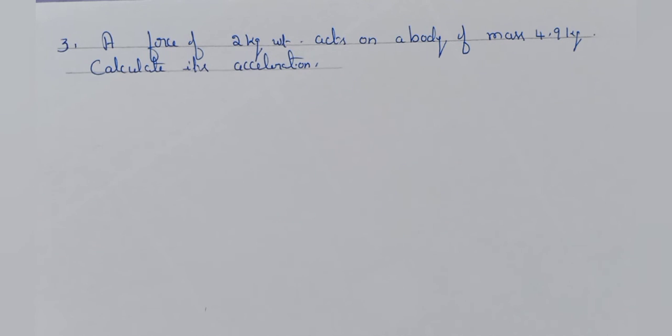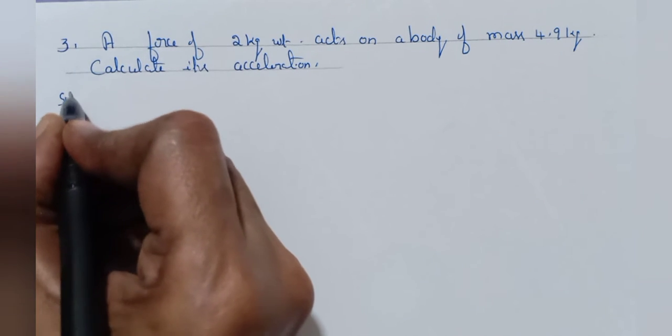Next problem. A force of 2 kg weight acts on a body of mass 4.9 kg. Calculate its acceleration. Here F is given.